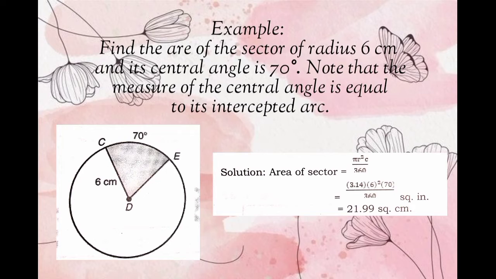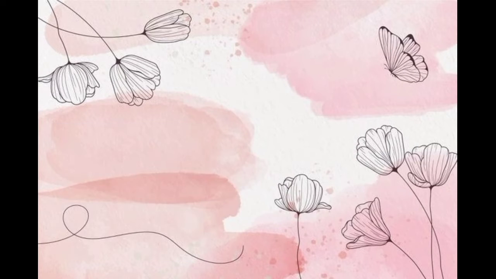Example: find the area of the sector of radius 6 centimeters whose central angle is 70 degrees. Note that the measure of the central angle is equal to its intercepted arc. Solution: area of the sector equals pi r squared times C over 360. Substituting the given values, it becomes 3.14 times 6 squared times 70 over 360, which equals 21.99 square centimeters.